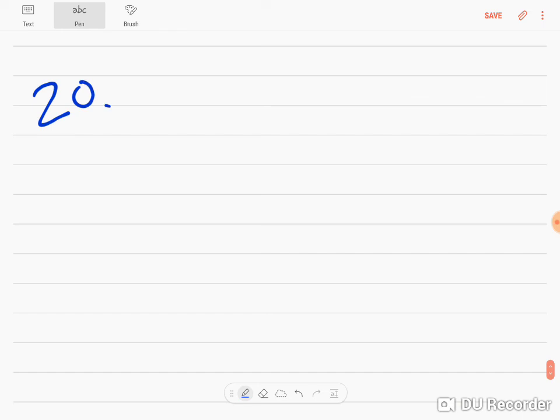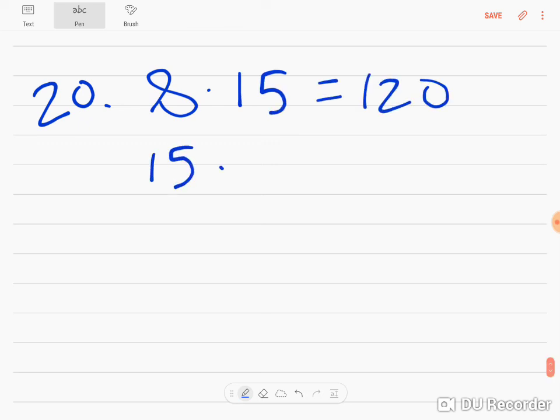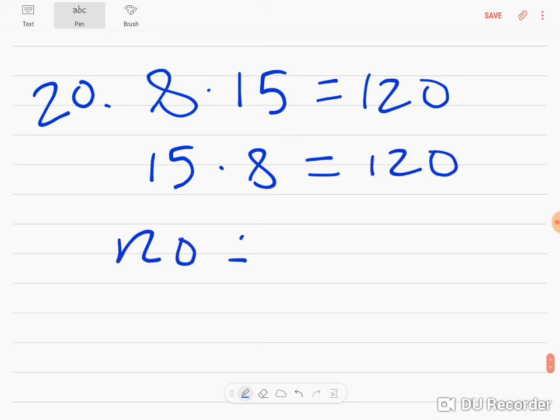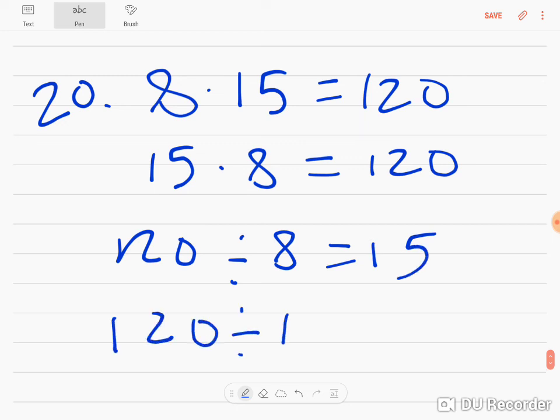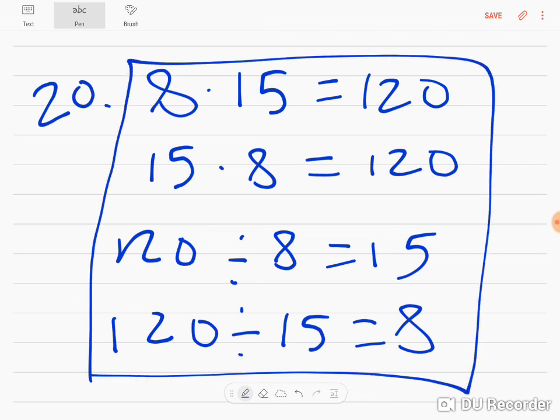All right, and finally, your last question. Question 20. Use the numbers 8, 15, and 120 to make 2 multiplication facts and 2 division facts. All right, so I could say 8 times 15 equals 120. 15 times 8 equals 120. 120 divided by 8 equals 15. 120 divided by 15 equals 8. You guys, these are also called a fact family.